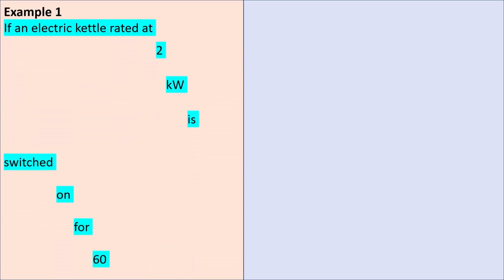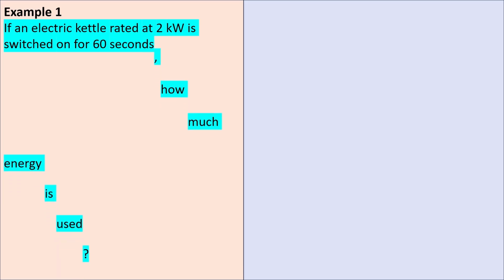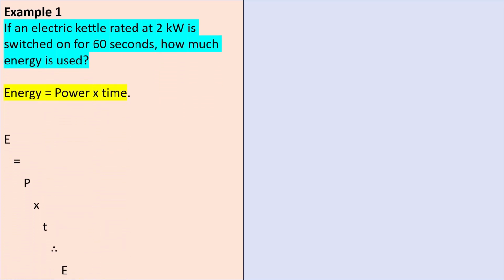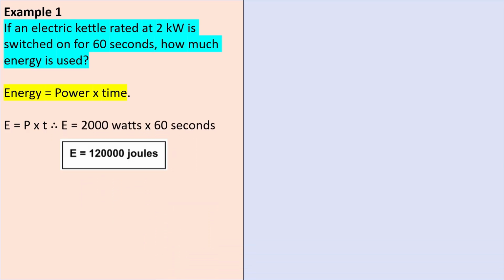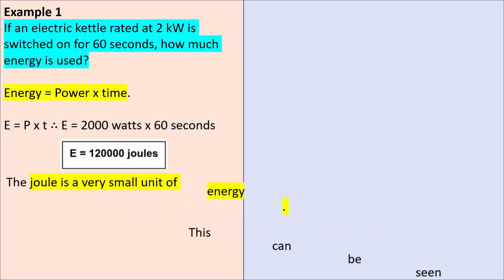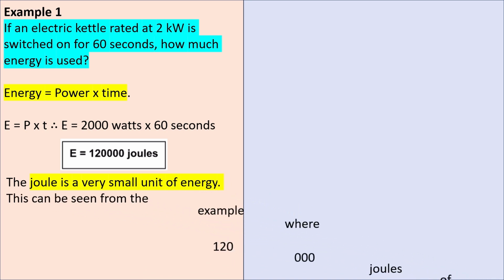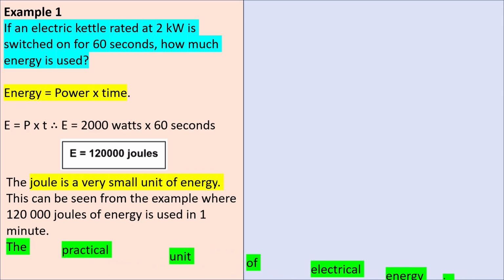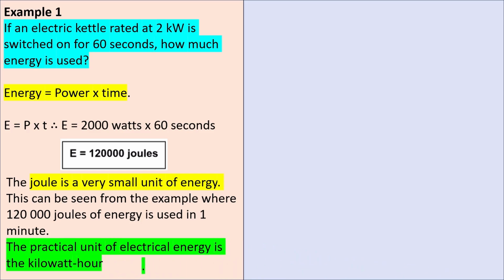Example 1. If an electric kettle rated at 2 kilowatts is switched on for 60 seconds, how much energy is used? Energy is equal to power times time. E is equal to P times T. Therefore, E is equal to 2000 watts times 60 seconds. E is equal to 120,000 joules. The joule is a very small unit of energy. This can be seen from the example where 120,000 joules of energy is used in 1 minute.